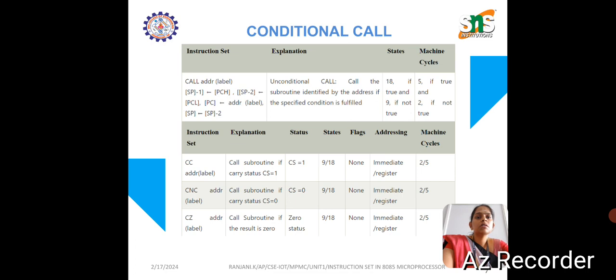Next is the conditional call with an address. It calls the subroutine identified by the address if the specified condition is fulfilled. Next is CC, which calls the subroutine if the carry status is equal to 1. Next is CNC, which calls the subroutine if the carry status is equal to 0. Next is CZ, which calls the subroutine if the result is 0. This instruction is used for that.